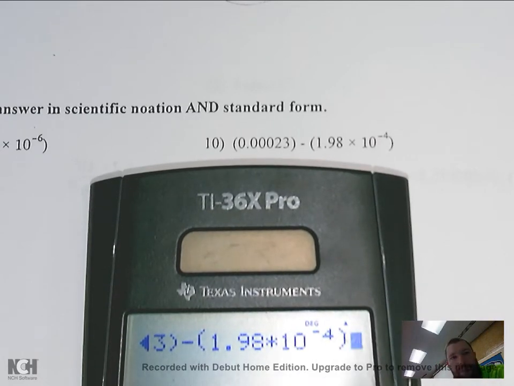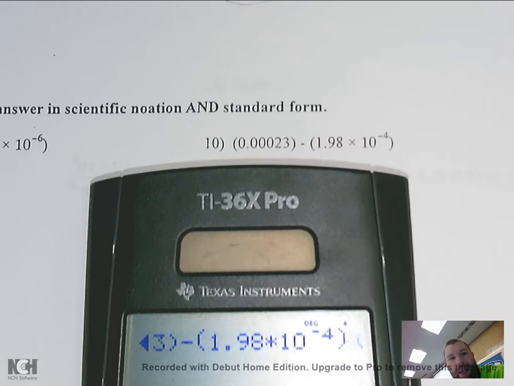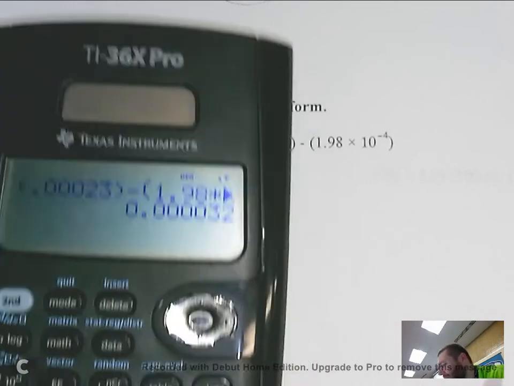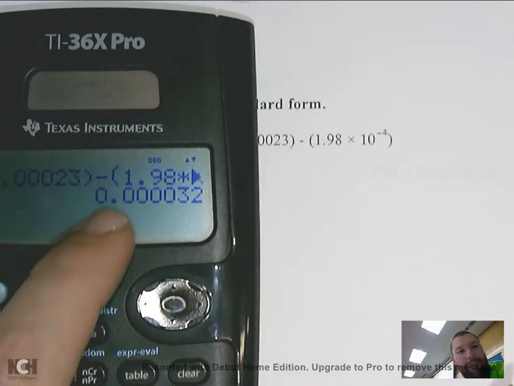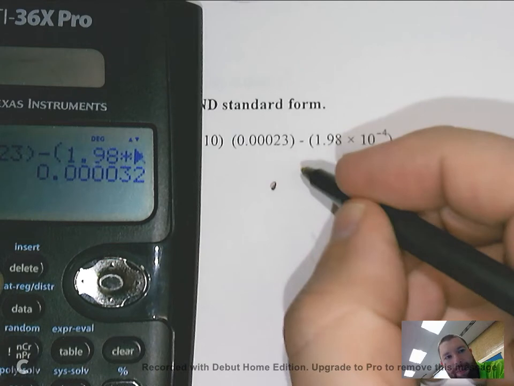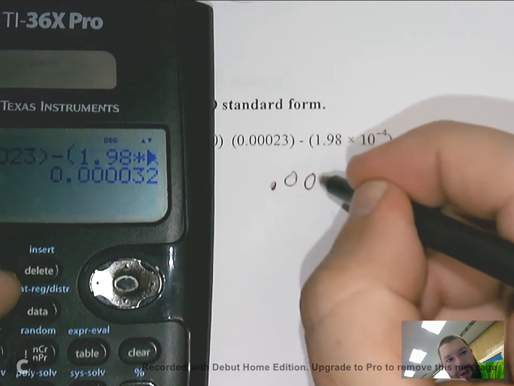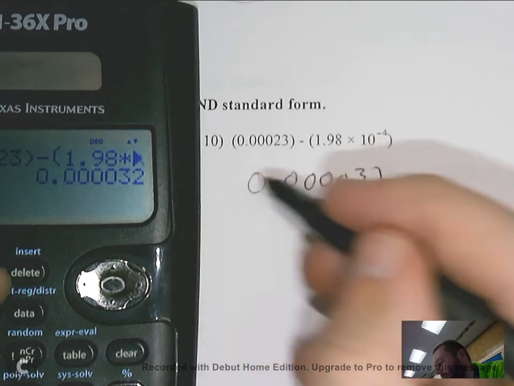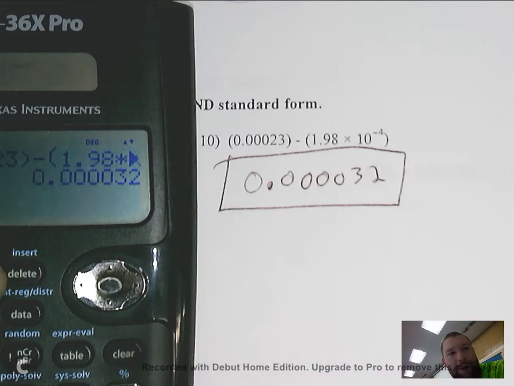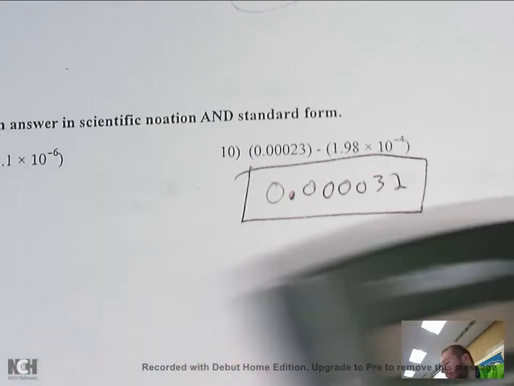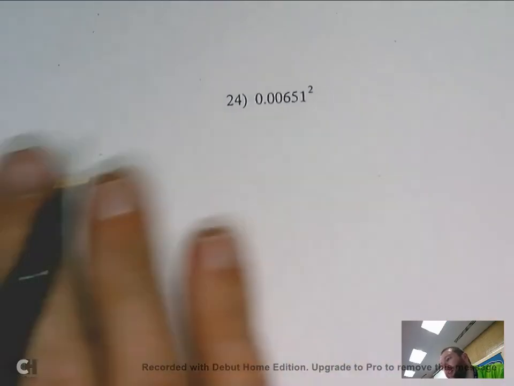Okay, so I just typed it in just like I saw it, and you push enter, and it gives you your answer. This is a small enough number that it doesn't need to be in scientific notation. So I'm just going to write that as my answer. My answer is 0.000032. Okay, and you can put the 0 in front if you want to, but that's all we're looking for today. We're just plugging things into the calculator and writing down our answers. Okay, let's look at another example.